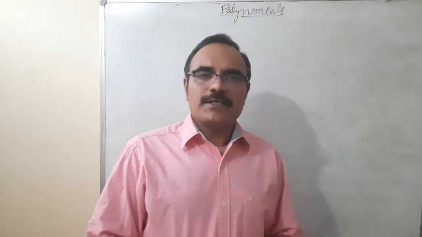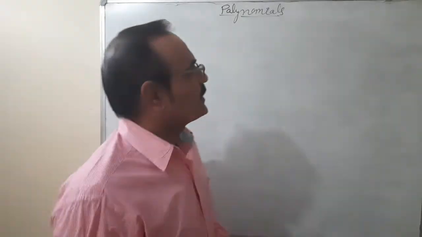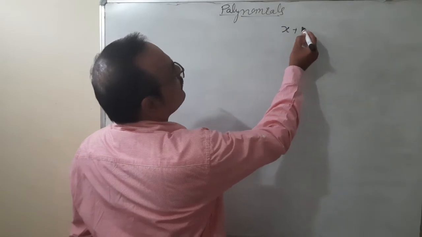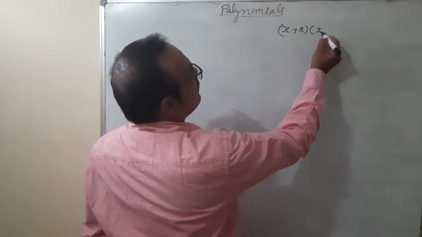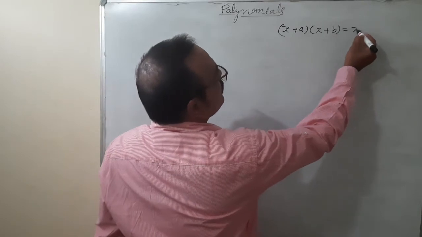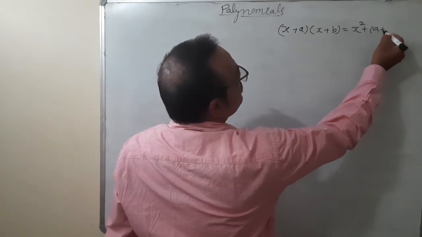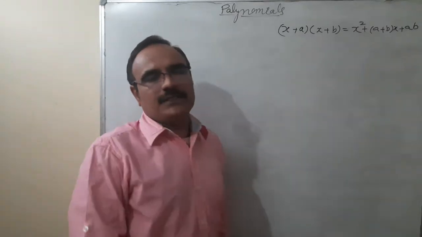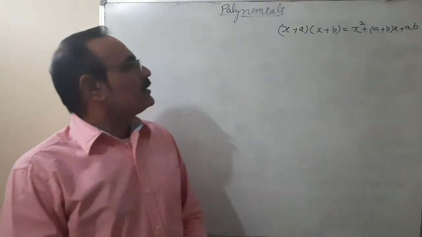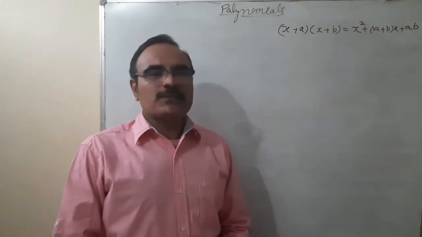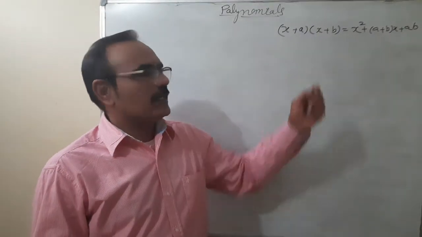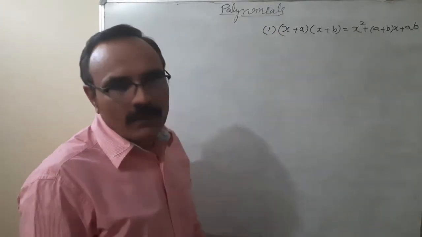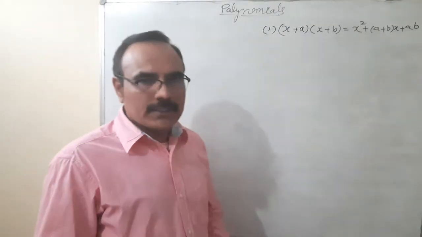Starting from the identities, the first identity is x plus a multiplied by x plus b is equal to x square plus a plus b into x plus ab. This is an identity. X square plus a plus b into x plus ab, and x plus a, x plus b. This is considered as identity number 1. First of all, I am proving it, that how it comes.